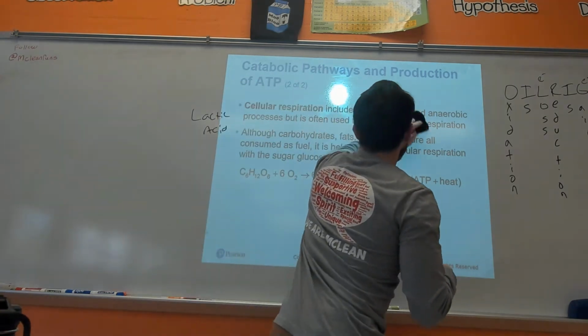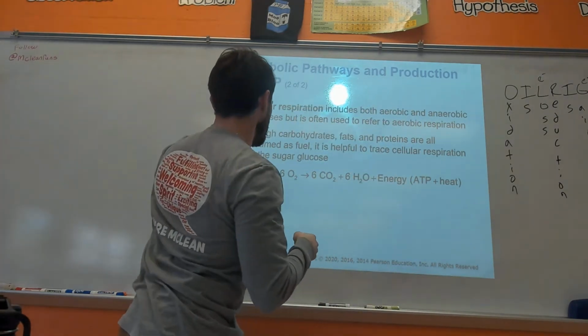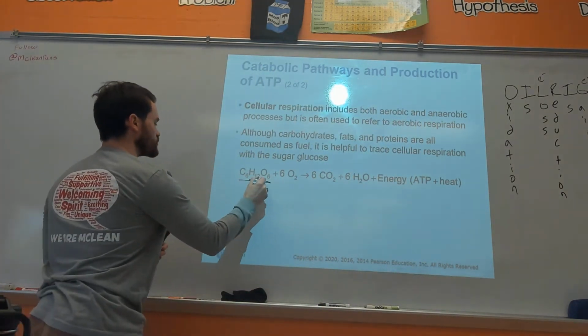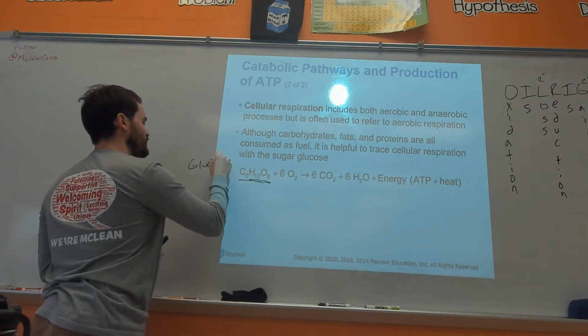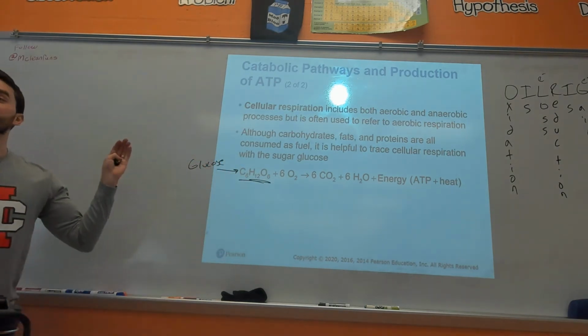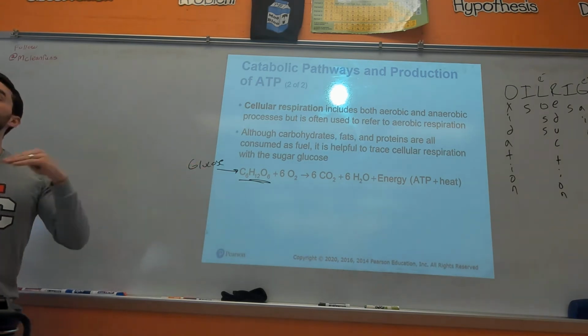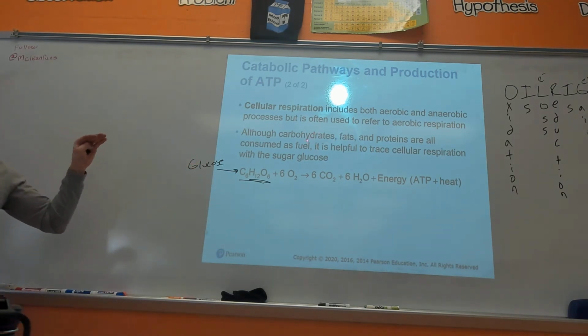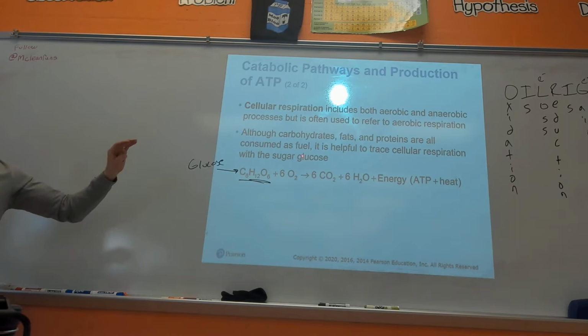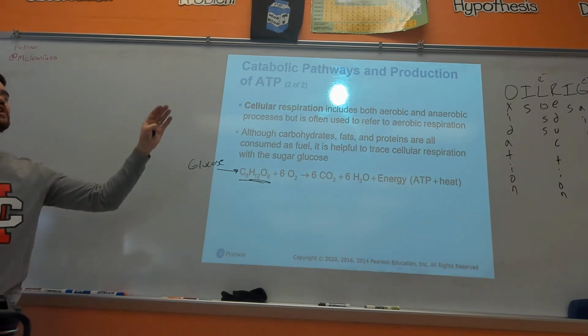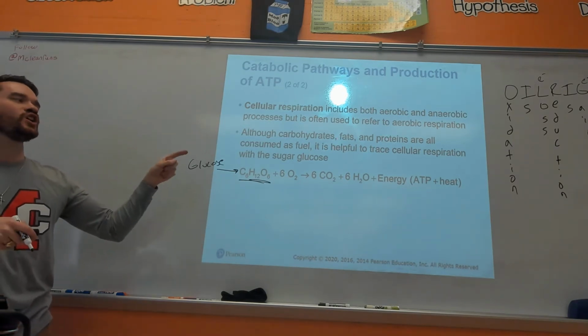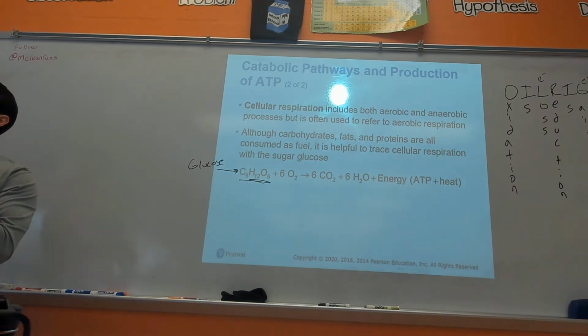Okay, so when we talk about cellular respiration, we mainly focus on glucose. The starting ingredient is typically shown as glucose, but technically we could do cellular respiration with carbohydrates, fats, and proteins. But the fats and proteins, they're going to go in at a different pathway.